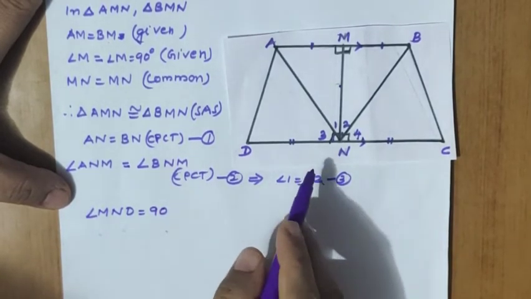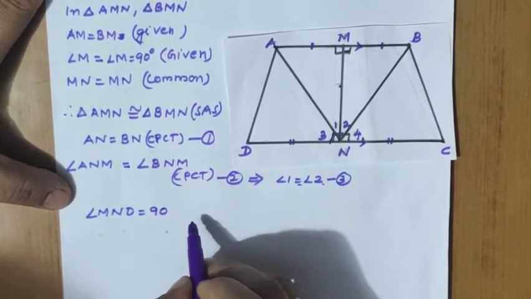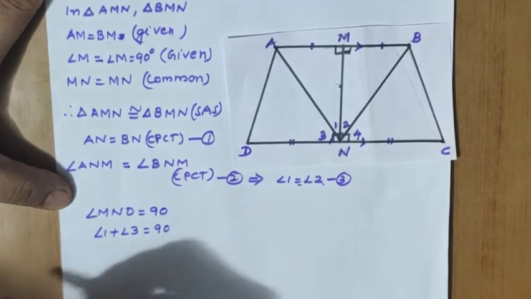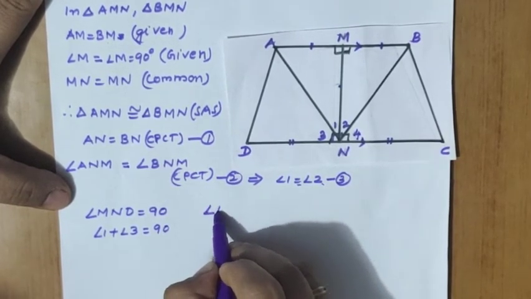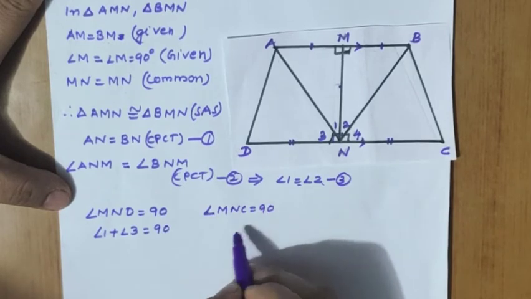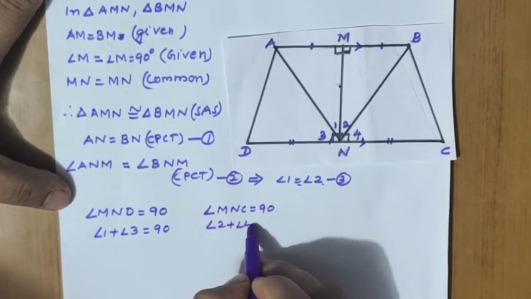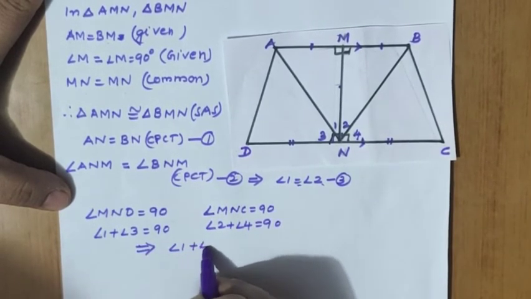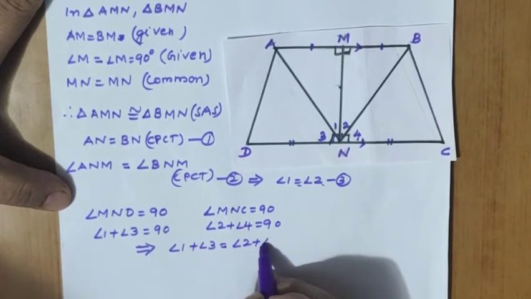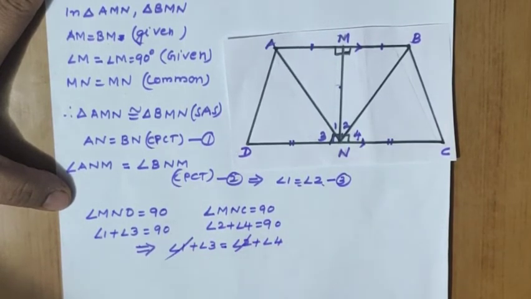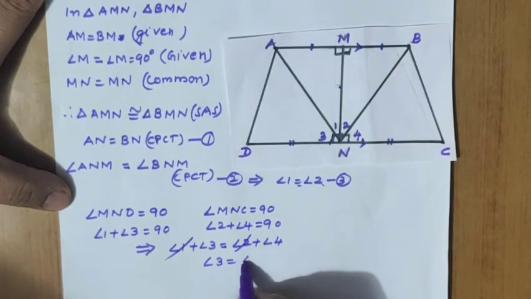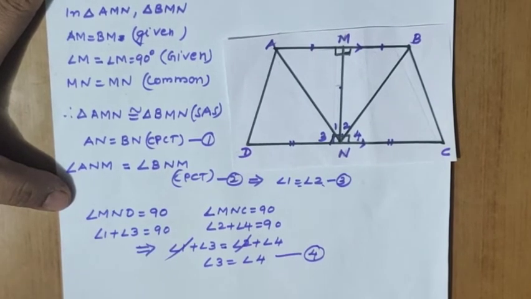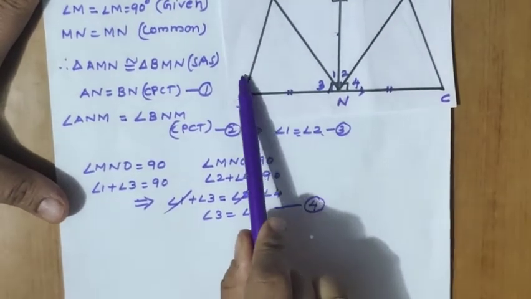Now angle 1 equal to angle 2 we got. So that means angle 1 plus 3 equal to 90. Similarly, on this side, angle MNC is also 90 only. That means angle 2 plus 4 equal to 90. So this implies angle 1 plus 3 equal to angle 2 plus 4. Angle 1 and 2 are equal angles, so we can cancel. So angle 3 is equal to angle 4, equation number 4. We have proved that step also.